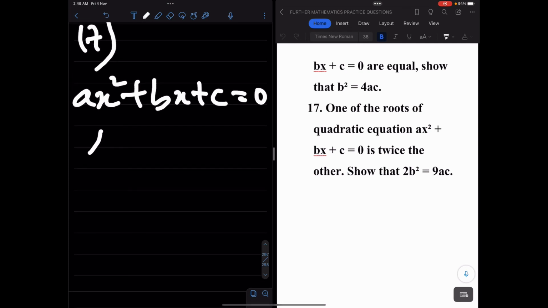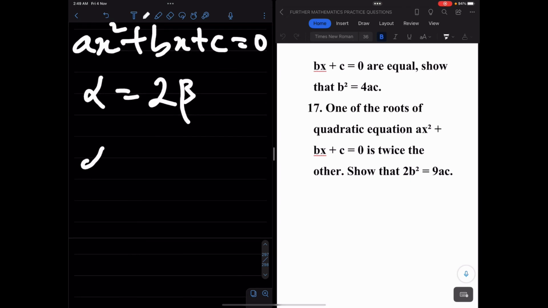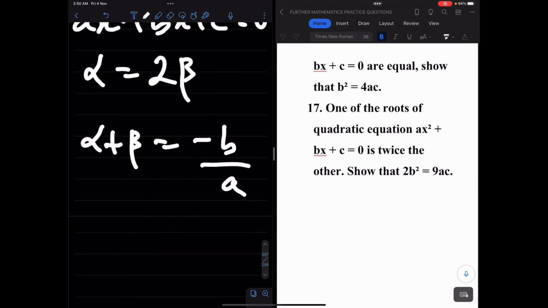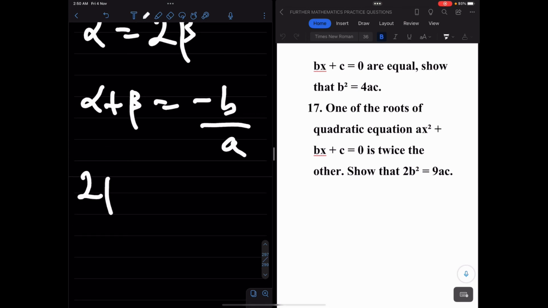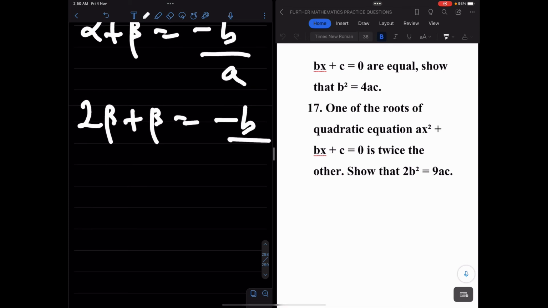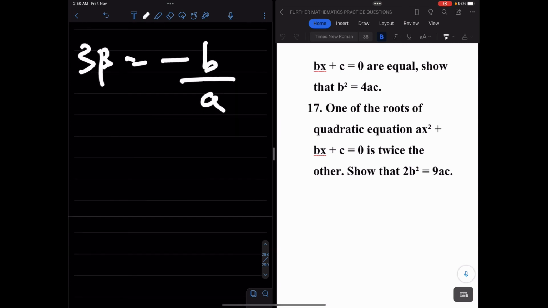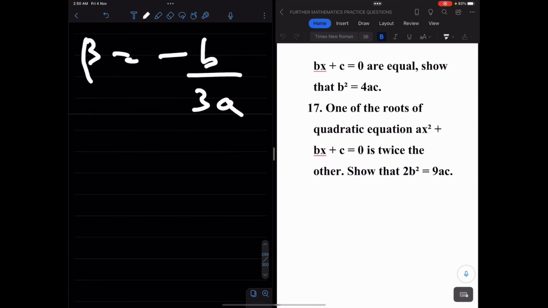First of all, let alpha and beta be the roots. If one is twice the other, that means I can say alpha equals 2 beta. Now, alpha plus beta is minus b over a. And I know that alpha is the same as 2 beta. That simply means 2 beta plus beta equals minus b over a, which means 3 beta equals minus b over a. And that simply means beta equals minus b over 3a.